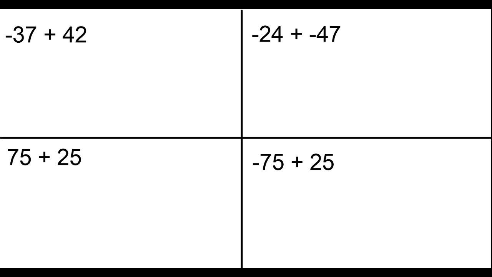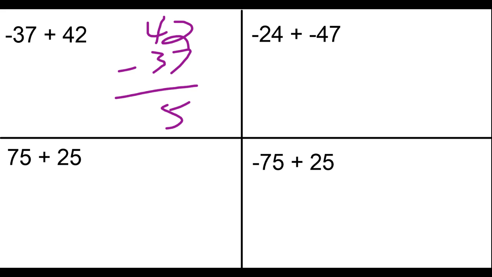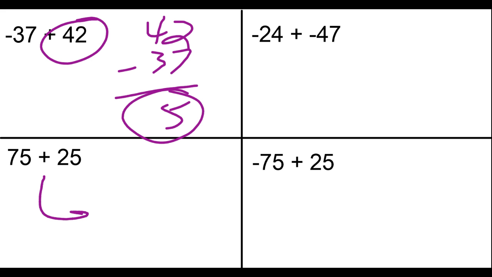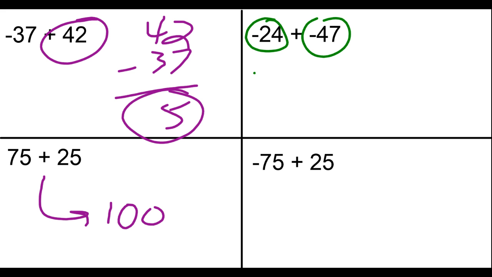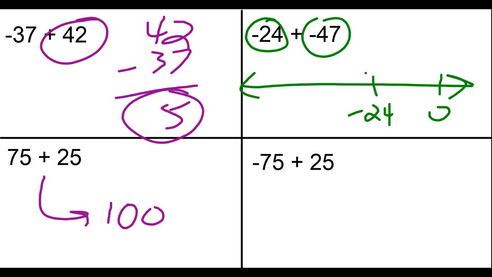Okay, so let's start with the problem in the upper left. A negative plus a positive, we subtract their absolute values to get 5. 42 is greater than 37, so it's a positive 5. Down on the bottom left, that's very simple. We know 75 plus 25 is 100. On the top right, we have a negative number plus a negative number. That means here's 0, here's negative 24, and we're going to end up moving to the left by 47, farther away from 0 to get to negative 71.